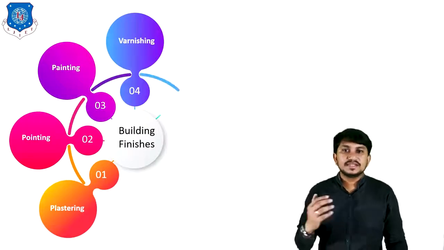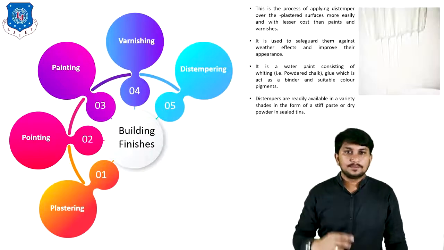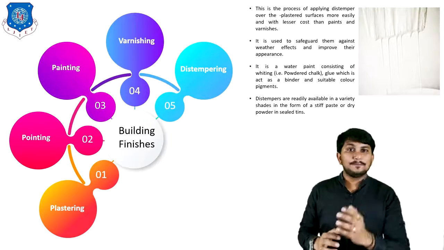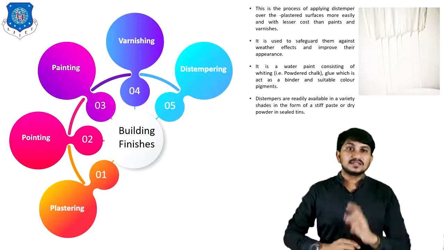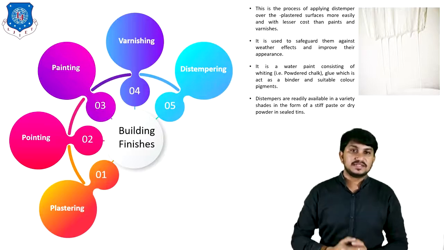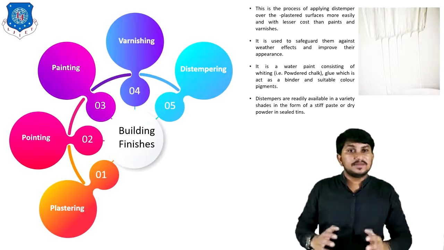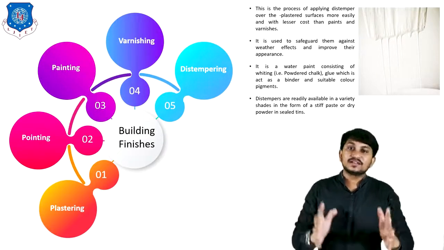Next building finish is distempering. This is the process of applying distemper over the plaster surface more easily and with lesser cost compared to paint and varnishes. It is used to safeguard them against weather effects and improve their appearance.